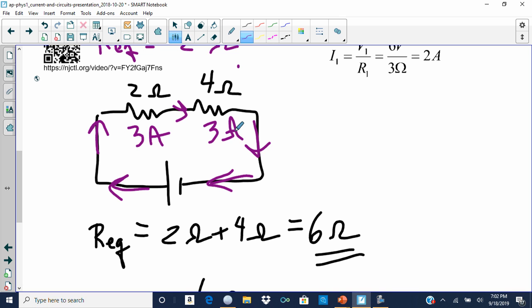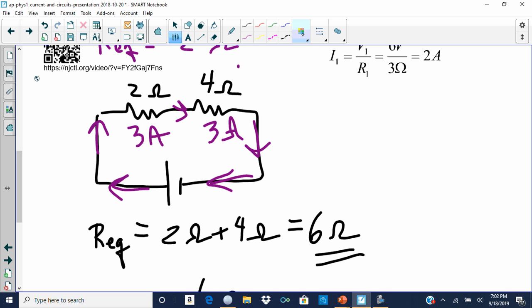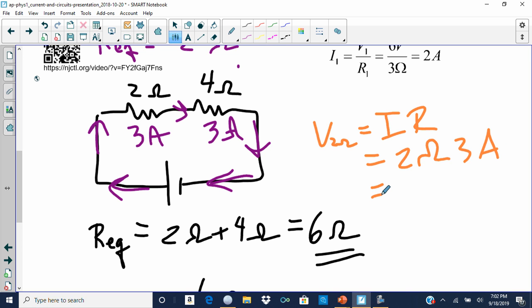Now let's find the voltage. Let's make the voltage a different color. I don't know what color that is, but that's what we're going to do. My voltage for the 2 ohm resistor is going to be equal to IR, which is 2 ohms times 3 amps. Sorry, I'm writing with my finger. And 2 times 3 is 6, so that gives us 6 volts. So this is 6 volts.